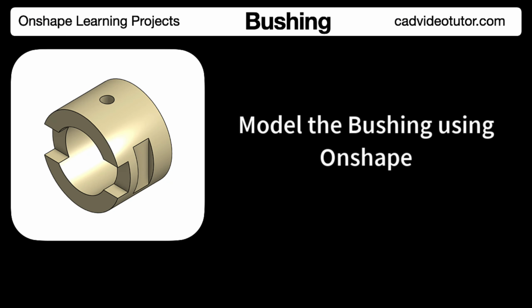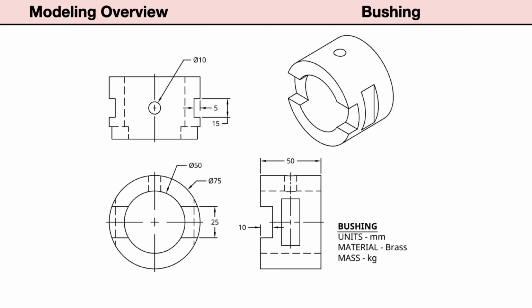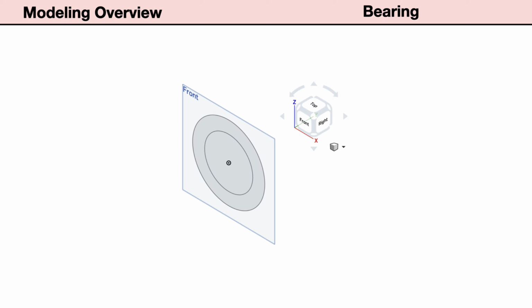Before we create this model in Onshape, let's review the workflow that we will use. Using the drawing, we need to identify the profile or closed region that we'll use for the base sketch. We will use the front view as the base sketch. This will determine the isometric orientation of the part in the Part Studio.